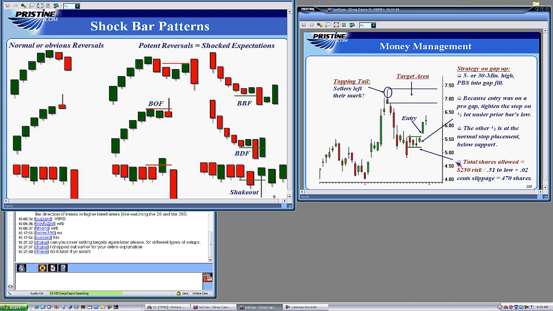Okay. So now we have to reduce the share size, based on a higher entry point, because we want to get back to this $250 risk. Okay, so now we've got 51 cents to that low. We had 2 cents for slippage. We're down to 470 shares, and you can round it out and just say 500 shares.